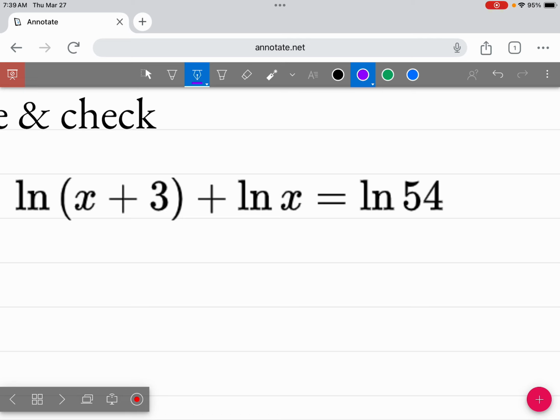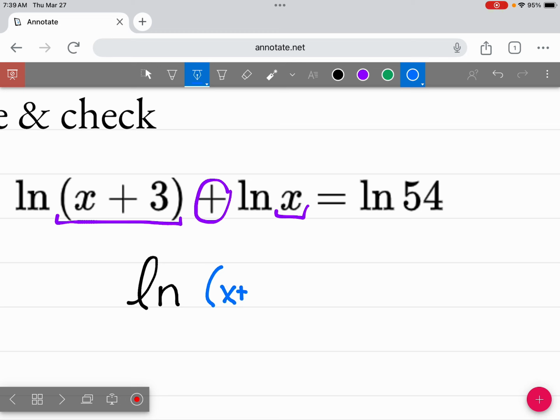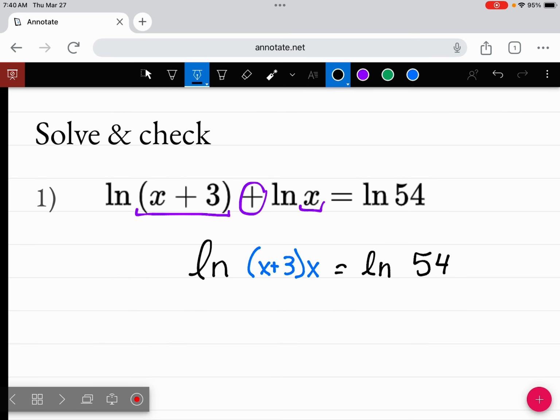All right, so number 1's very, very similar. What are we going to do first? Condense. I have a plus right here. That means I need to multiply this argument times this argument. So this is going to become our ln, and those two pieces give us our x plus 3 times x equals our ln of 54. So we condense it together. Then what can we do?